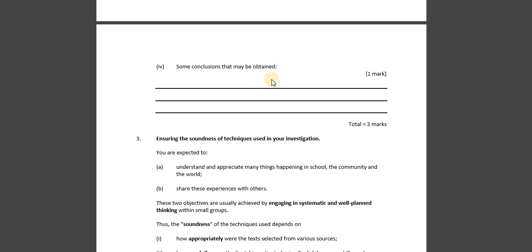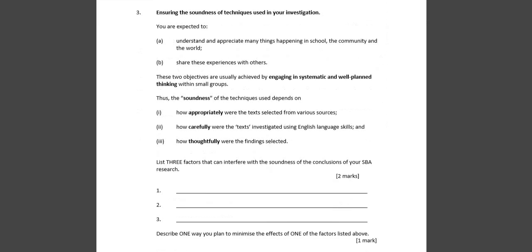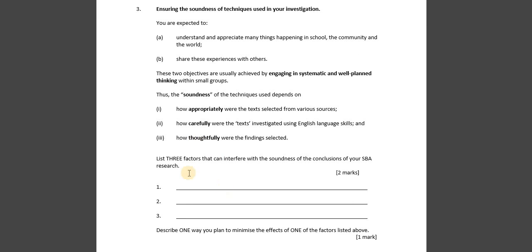And notice this is where it gets a little tricky. And 3 marks. So in total, we have gone through 7 marks. List 3 factors that can interfere with the soundness of the conclusion of your SBA research. And this is what I think Gail and many others are referring to. For 100 words, how are you going to be able to cover all of these? List 3 factors and then describe one way you plan to minimize the effect of one of the factors.